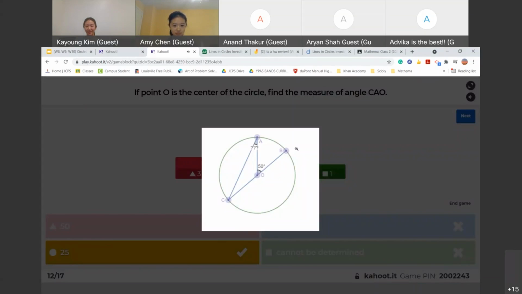Wait, Amy, how do you even do this? Well, the angle AOC is supplementary to the 50-degree angle, right? So angle AOC is 130 degrees. Then because that triangle is an isosceles triangle, angle A and C are the same degree measure. So they both have to be 25 degrees.